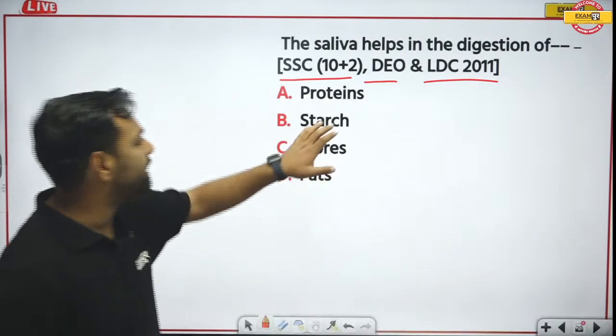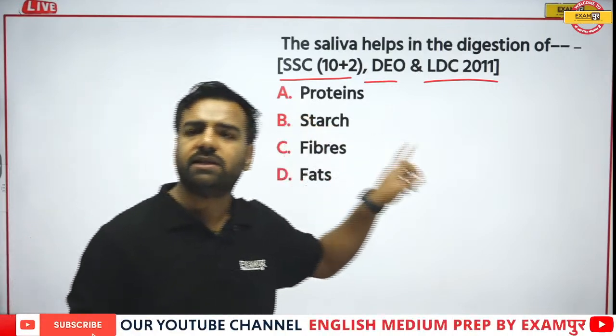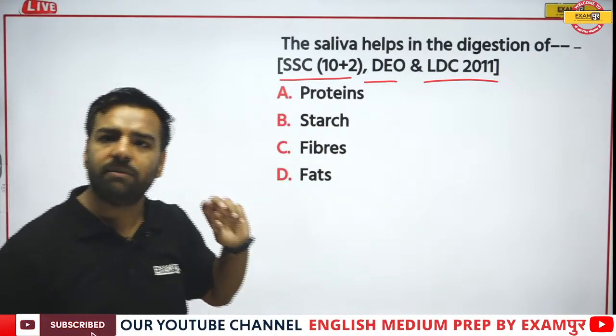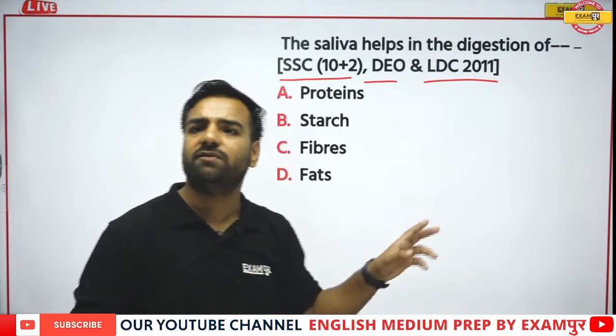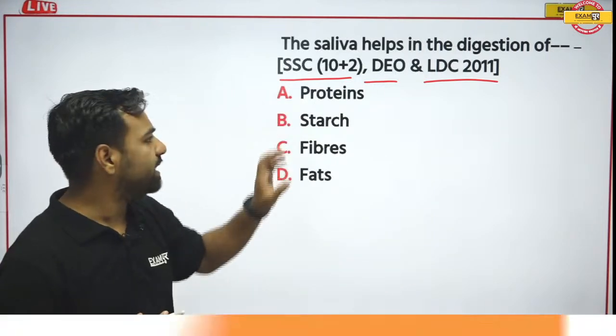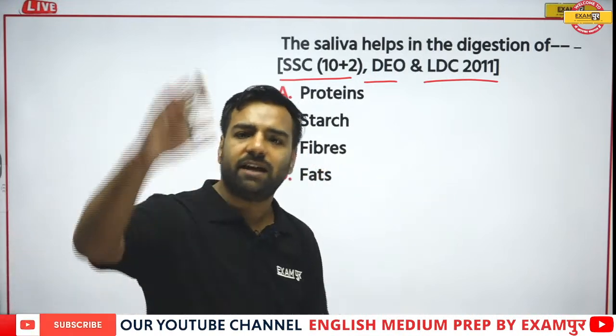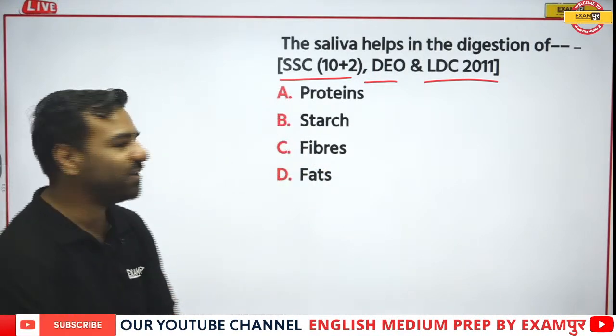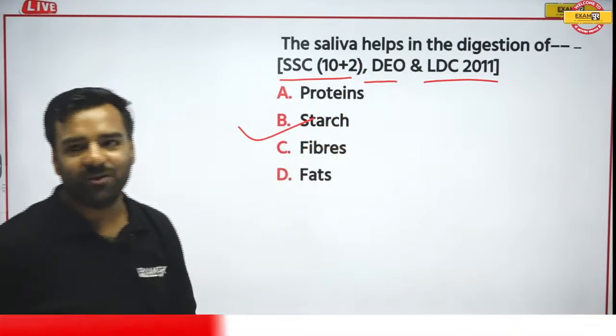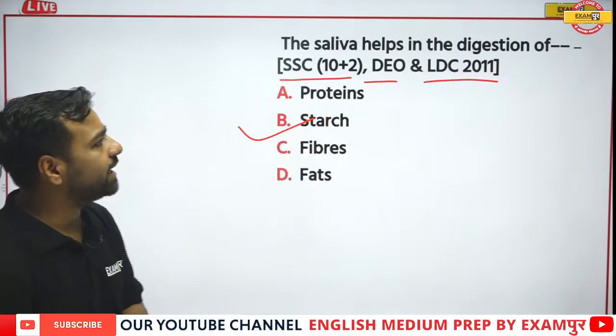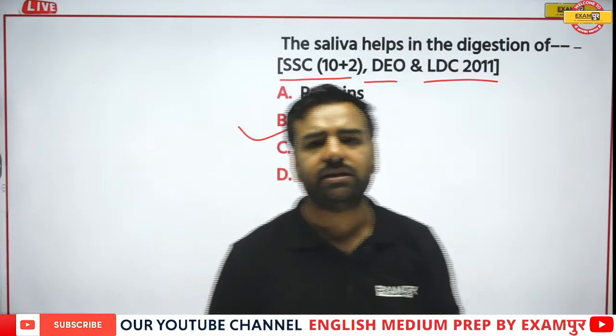HR has given the answer B, that is starch. Then Pankaj is with B, Sharmaji is with B, Ilma is sure with starch, Priya has joined us, and Priya is also saying that the answer would be starch. Cool. That means everyone is with B. I'll also go with you all. You are always correct. So starch is the correct answer.